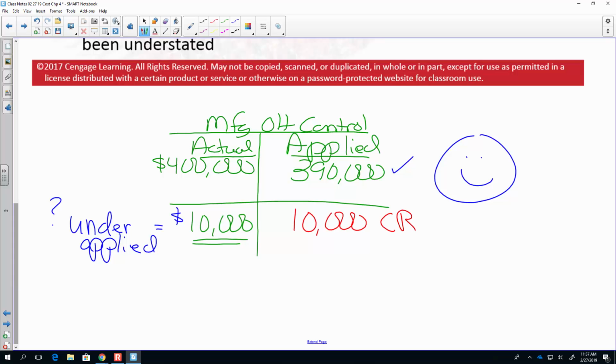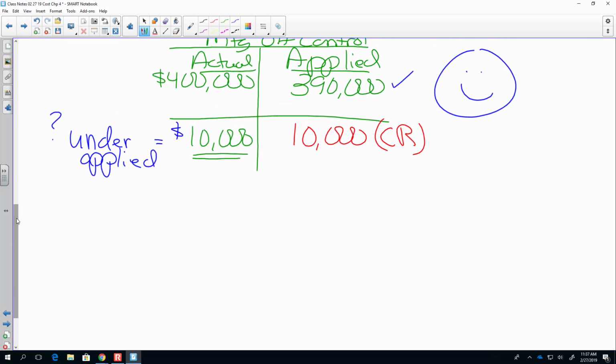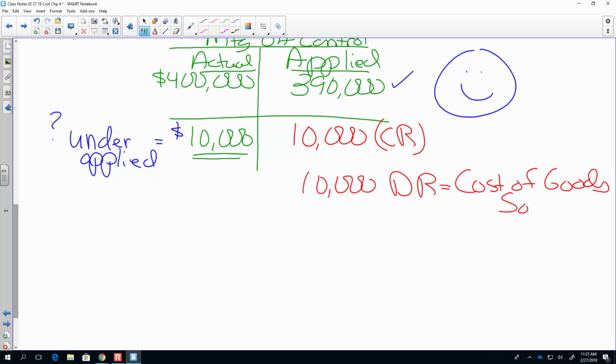I got a credit because I'm on the right side, correct? Correct. And I'm going to debit for $10,000 cost of goods sold. Why does it go to cost of goods sold? Think about what happens in our flow of cost. It goes in the WIP, then it goes where? When it's completed, finished goods. When I sell it, cost of goods sold. That's why we're debiting cost of goods sold in this case.